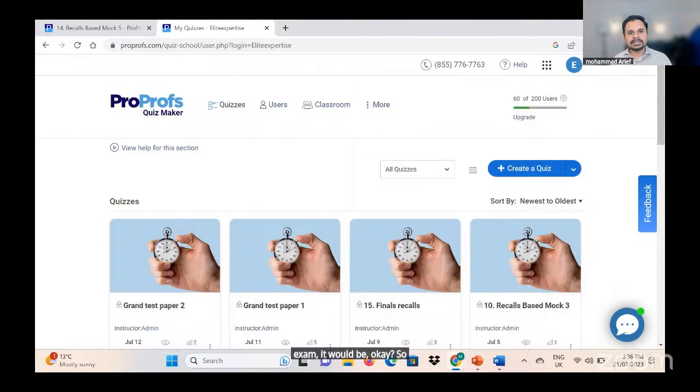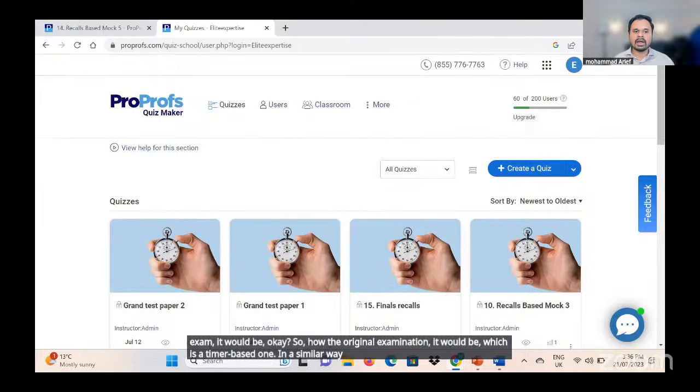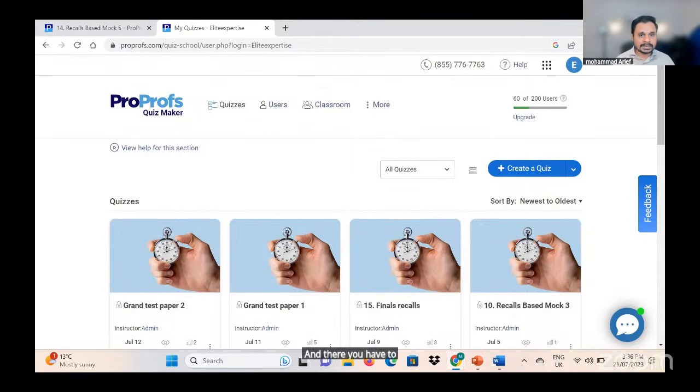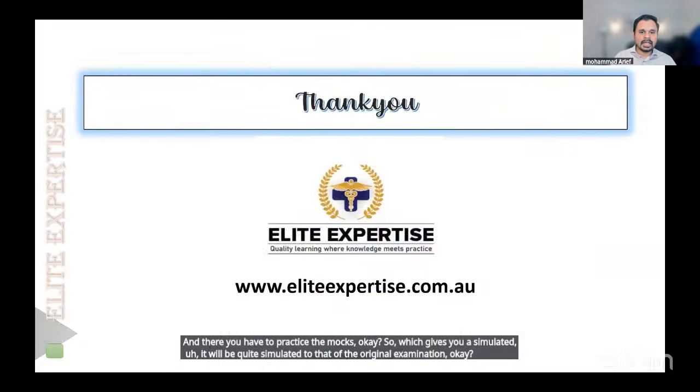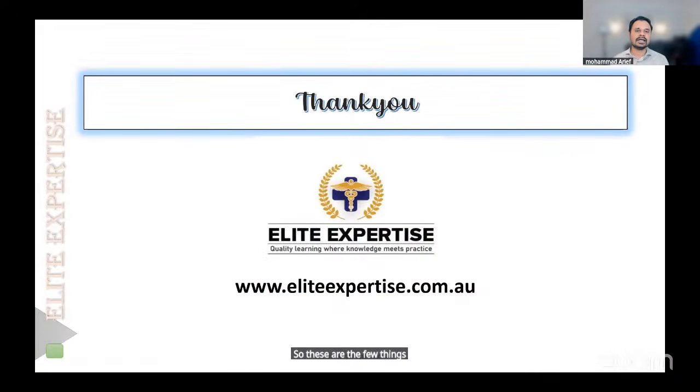The original examination is timer based, and in a similar way we will organize it in the ProProfs. So it is completely timer based, and there you have to practice the mocks, okay. It will be quite simulated to that of the original examination, okay. So these are the few things, guys, that you need to know about this OPRA examination.